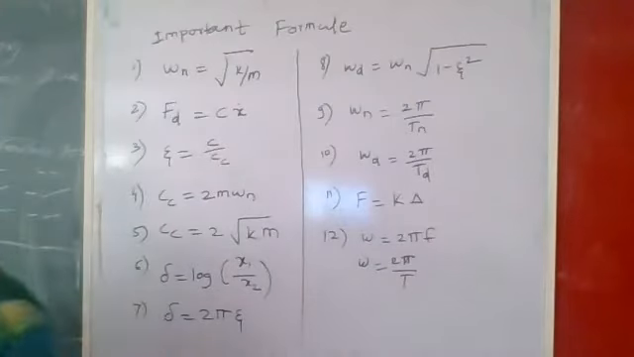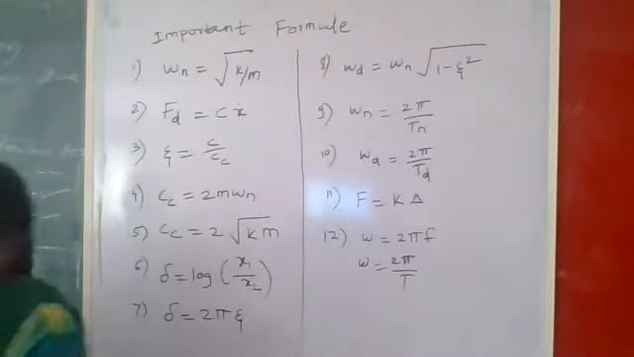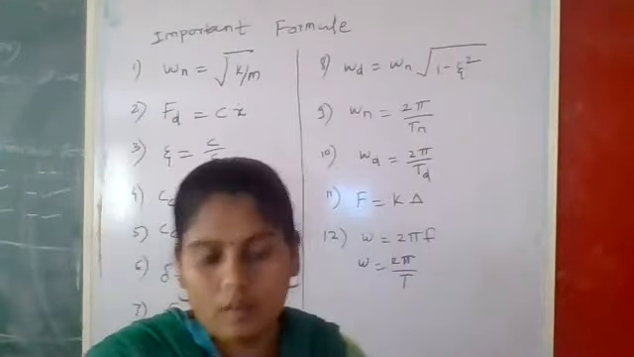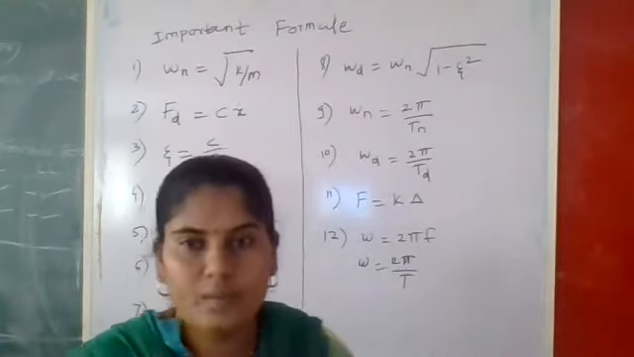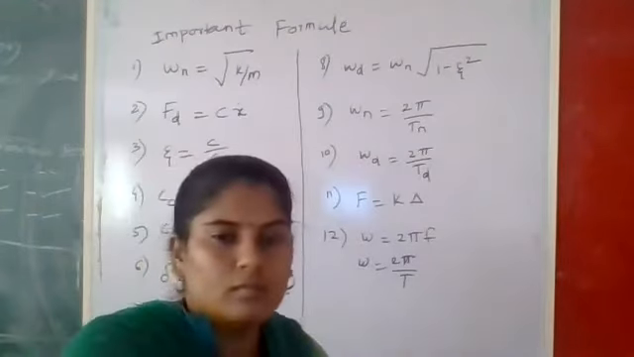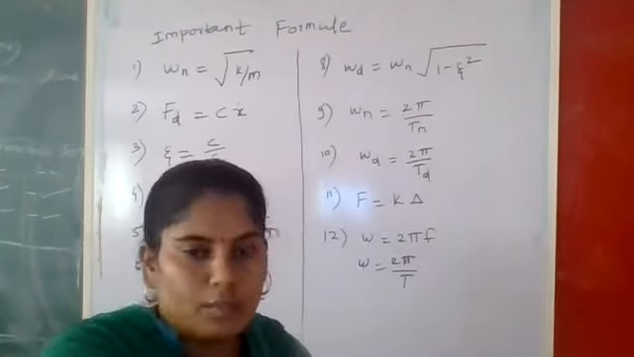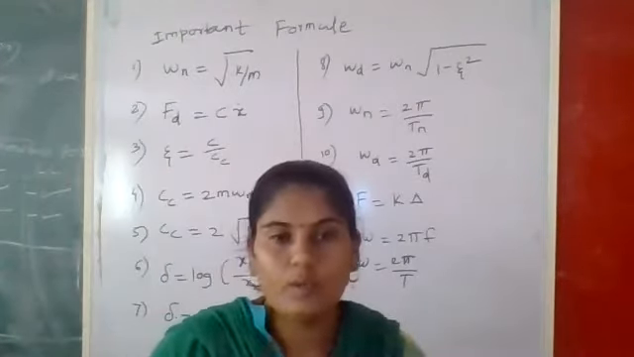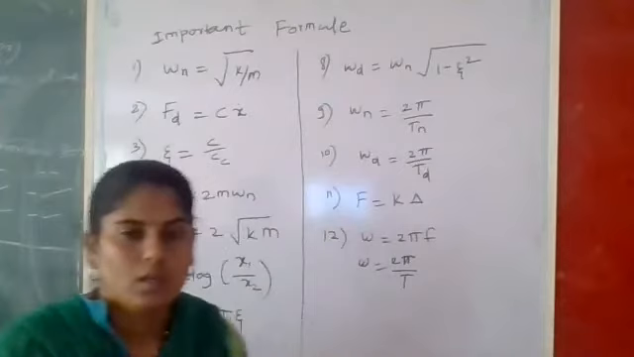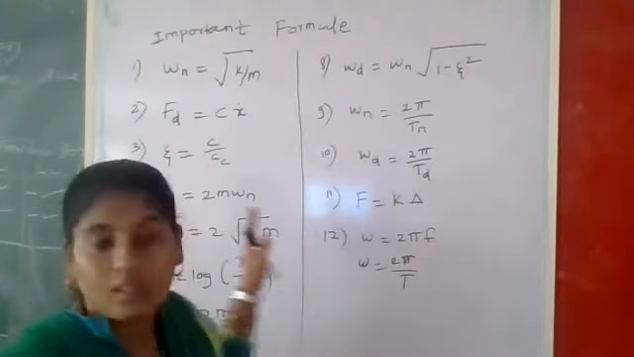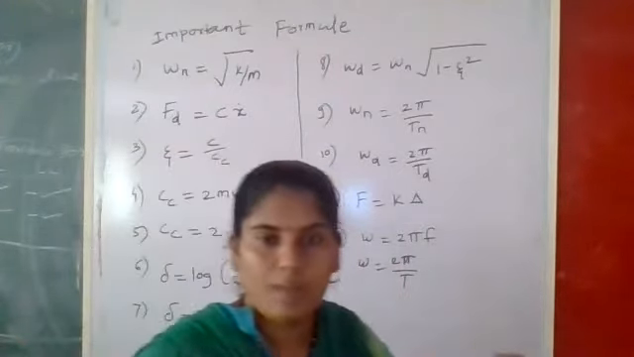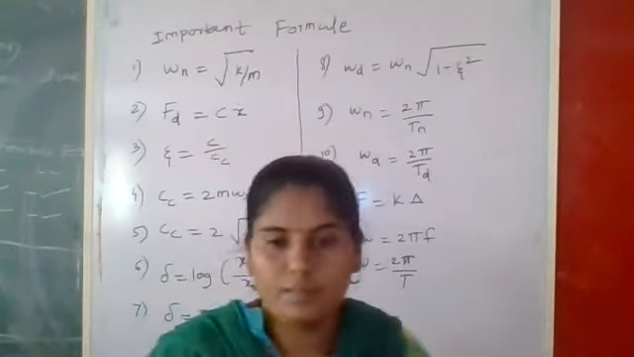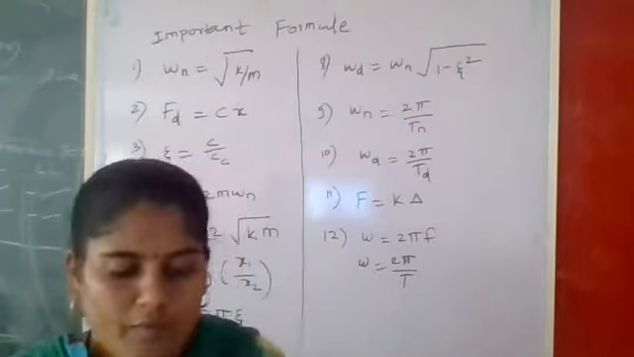Write down problem number 1. All of you write down problem number 1. A single degree of freedom system. It is very important. I will not write this problem on the board; you have to write it in your notebook. I will write here only the given information on the blackboard. So write down: a single degree of freedom system.